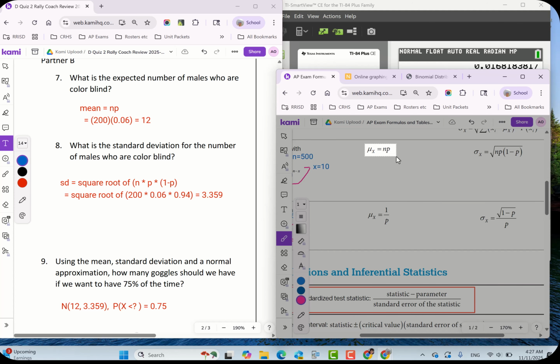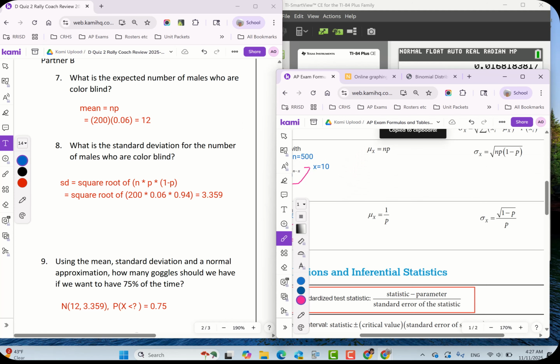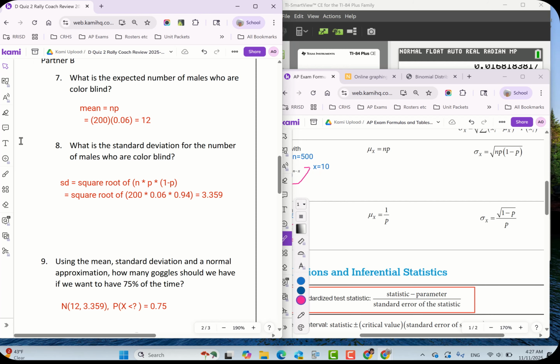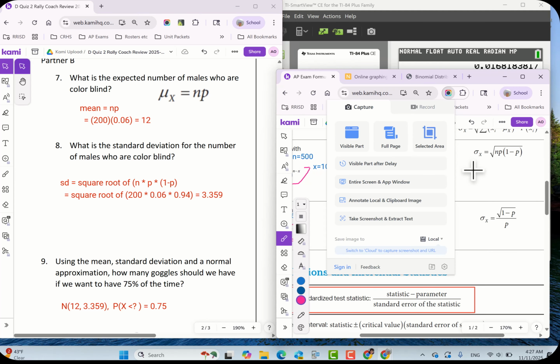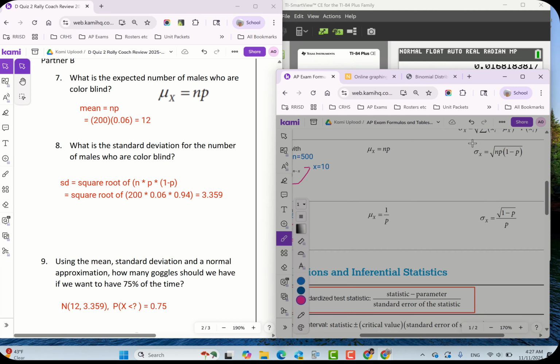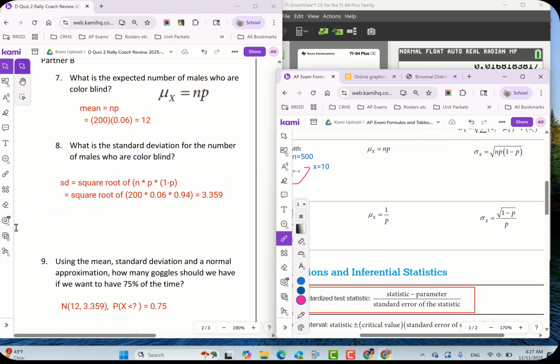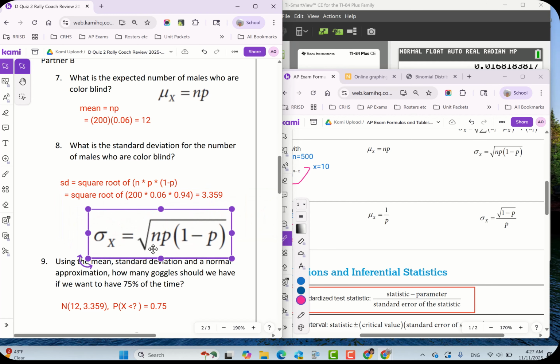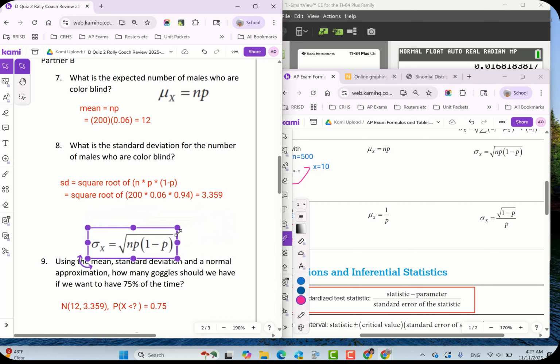I'm so clever. Oh, too clever for my own good. This is the formula we're using, okay? That's from your math chart. And here's the formula for the standard deviation. Right over here. Okay, so I'll copy that and put it over here. So there are your formulas.